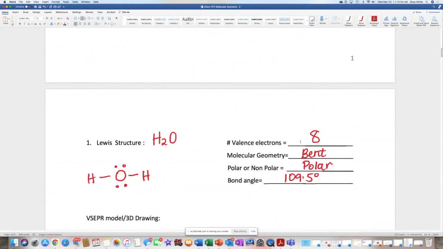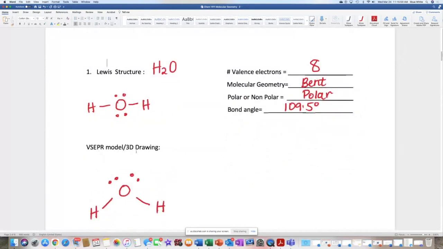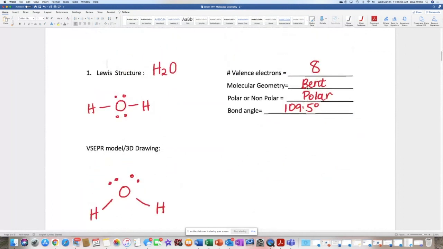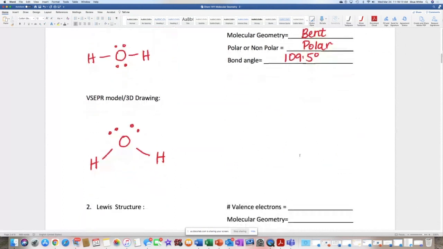Right, number of valence electrons is 8. So remember, there are two hydrogens and one oxygen, number of valence electrons 8. When you draw this, this is what we have here. With the VSEPR model, you can draw it like this. This is a Lewis structure. You can do the VSEPR model, or this works too, a 3D drawing, either one works. And then you have molecular geometry bent. Is it polar or nonpolar? You write polar. In this case, you have your lone pairs. Bond angle, I wrote 109.5. You can use 109.5 or you can use 104, right?